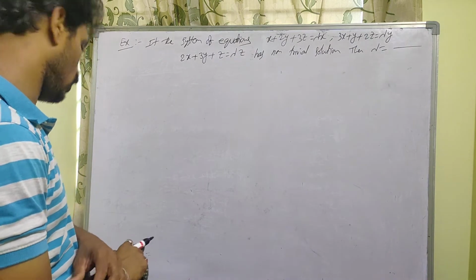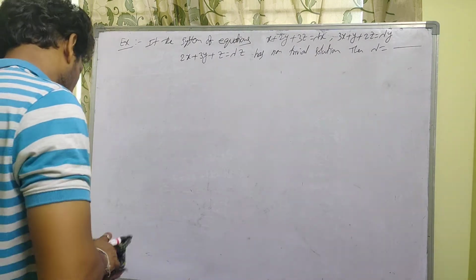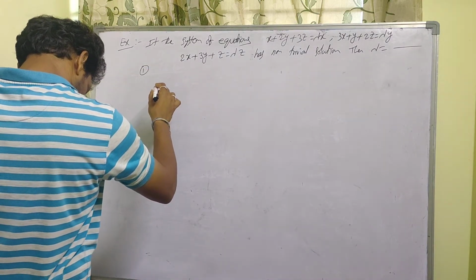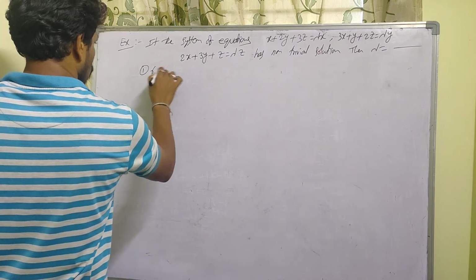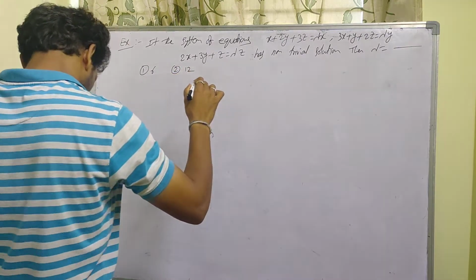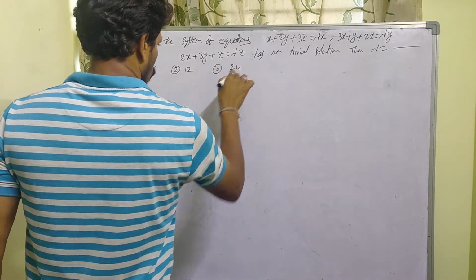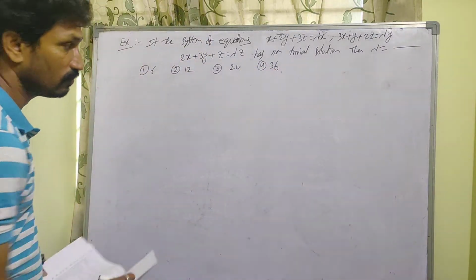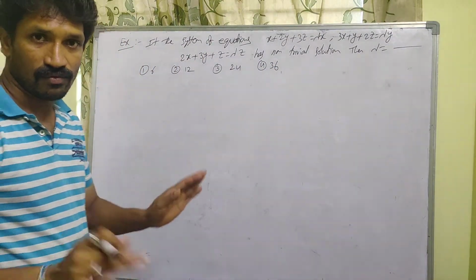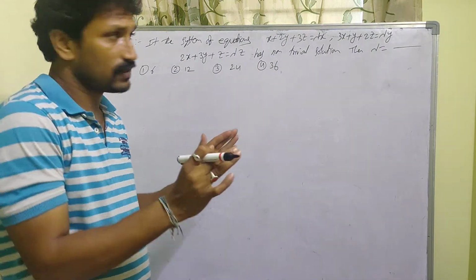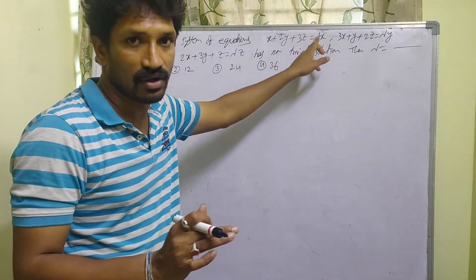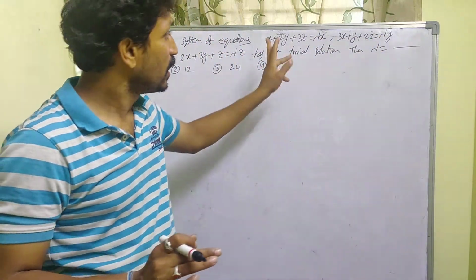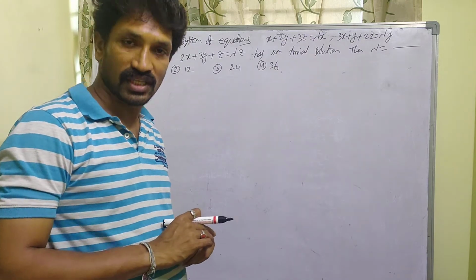3x plus y plus 2z is equal to lambda y. 2x plus 3y plus z is equal to lambda z. It has a non-trivial solution. So then lambda is equal to: first option 6, second option 12, third option 24, fourth option 36. See here, to confuse us, they have given lambda x, lambda y, lambda z in place of a constant. Don't get confused. It is also homogeneous equations in 3 variables.